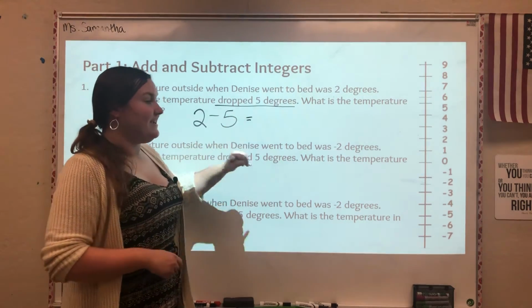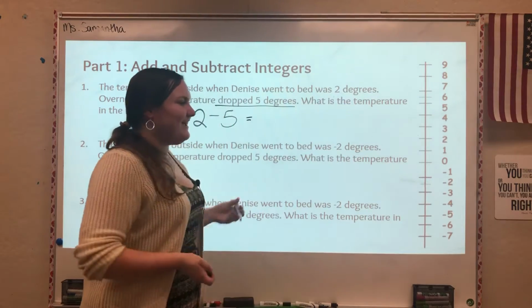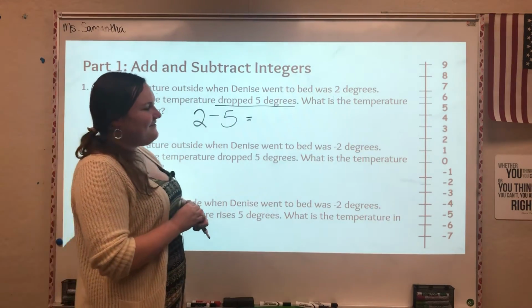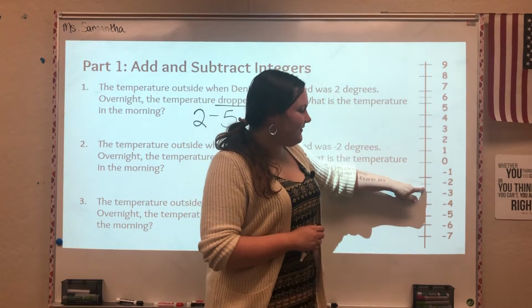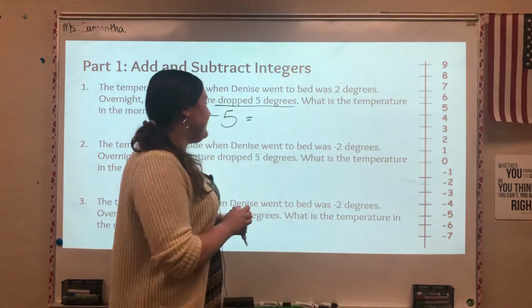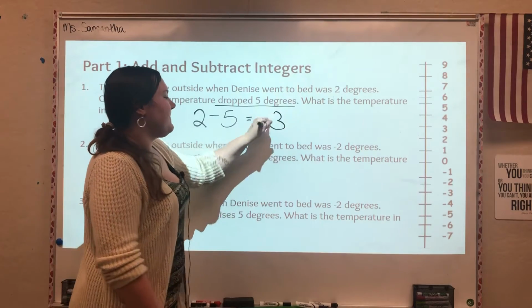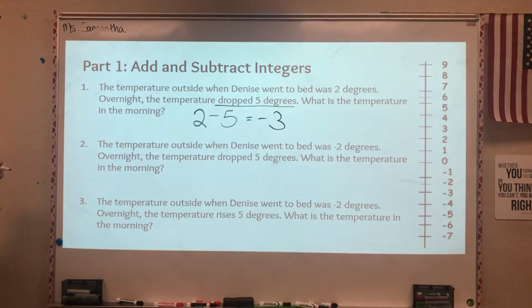Well, one way you can think of this is with our number line / thermometer over here. The temperature was 2. We want to go down 5. 1, 2, 3, 4, 5. Which leaves us with a -3. We've got 2 other quick ones. Same idea about temperature. I've just changed the numbers a little bit.